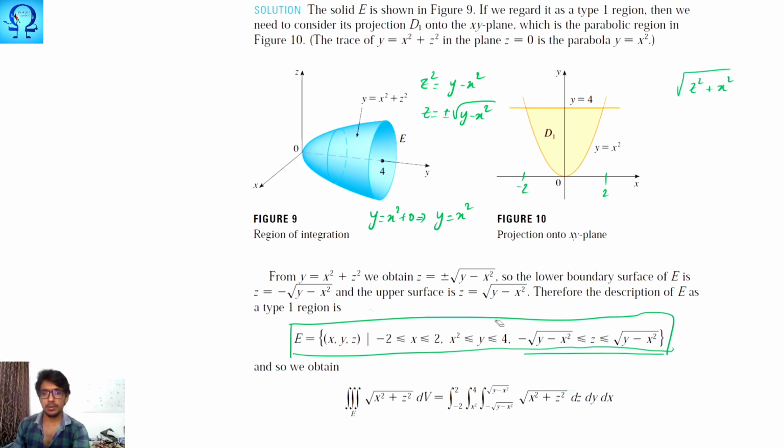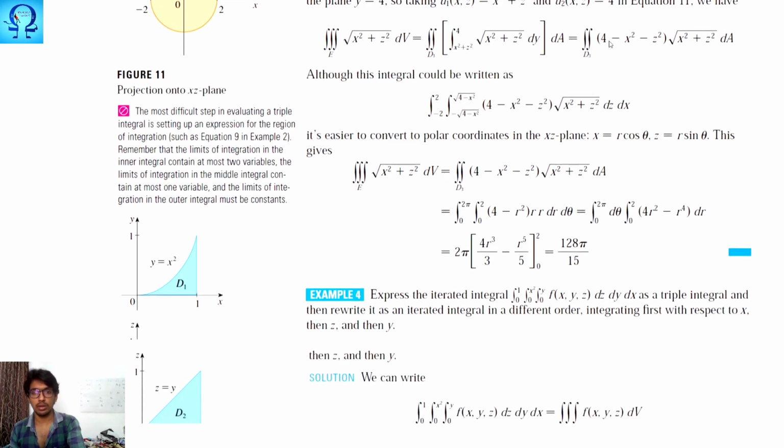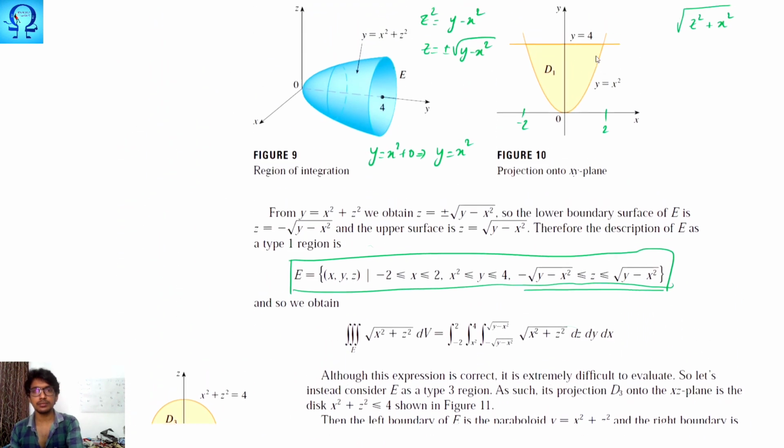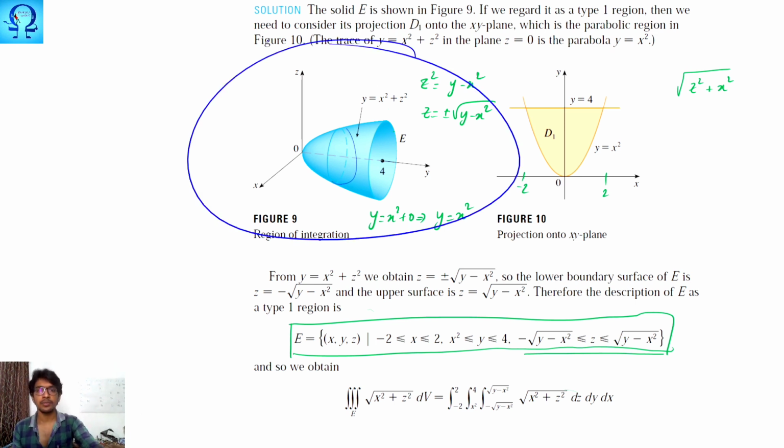The expression that we have written here is correct, but if you have something like z, in the sense, you can make the substitution and do the integration easily, but it seems difficult to integrate, so we try to consider E as a type 3 region. So you will have to project this region onto the xz plane. Projection, in the sense, you just try to rotate this one and see the image of this one.